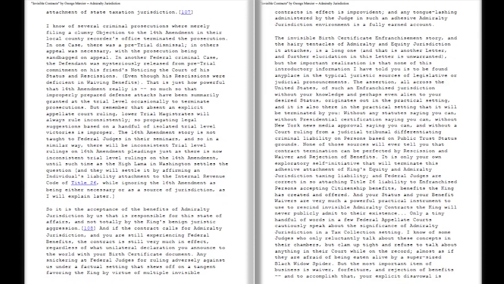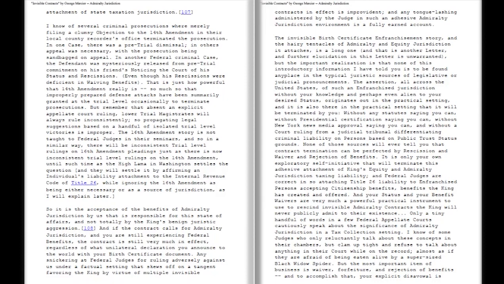107. I know of several criminal prosecutions where merely filing a clumsy objection to the 14th Amendment in their local county recorder's office terminated the prosecution. In one case, there was a pretrial dismissal, in others, appeal was necessary, with the prosecution being sandbagged on appeal. In another federal criminal case, the defendant was mysteriously released from pretrial commitment on his friends noticing the court of his status and rescissions, even though his rescissions were deficient in waiving benefits. That is just how powerful that 14th Amendment really is, so much so that improperly prepared defense attacks have been summarily granted at the trial level occasionally to terminate prosecutions. But remember that absent an explicit appellate court ruling, lower trial magistrates will always rule inconsistently, so propagating legal suggestions based on a handful of isolated trial level victories is improper.